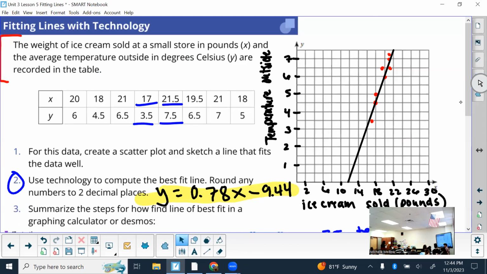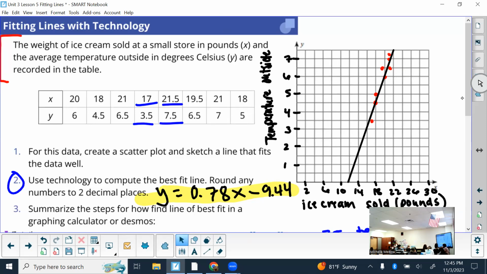Okay, here it is. And I'll reread this again. The question is, what 2 things are being compared? We know Y is for temperature. So let's reread it again, because this is where you get the information. Like when you're taking your quiz on Monday, reread it to know what letter is what. We have the weight of ice cream sold at a small store in pounds X and the average temperature outside in degrees Celsius Y are recorded in the table.